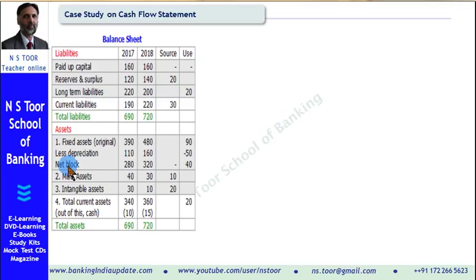Fixed asset, here we shall take only net block. This is original cost minus depreciation, so we get net block. There is increase, hence it is a use. Miscellaneous asset, there is decrease, hence it is a source. Intangible asset, there is decrease, hence it is a source. Total current asset, there is increase, hence it is a use.